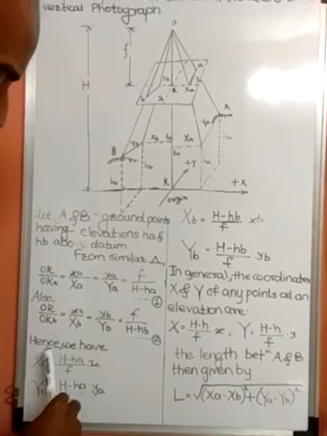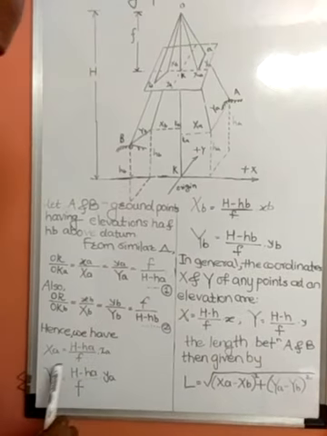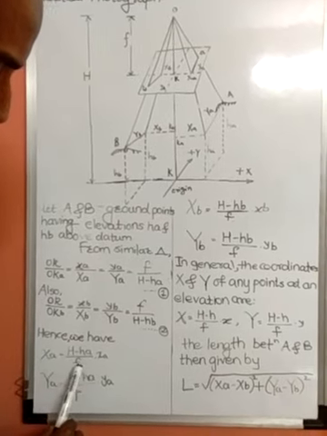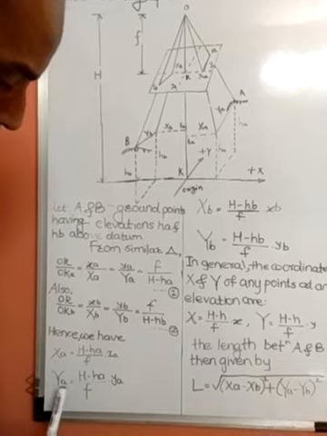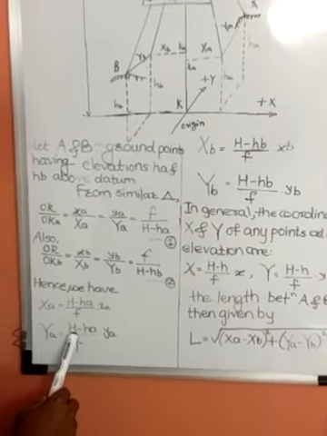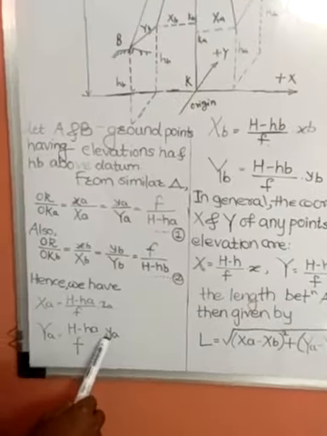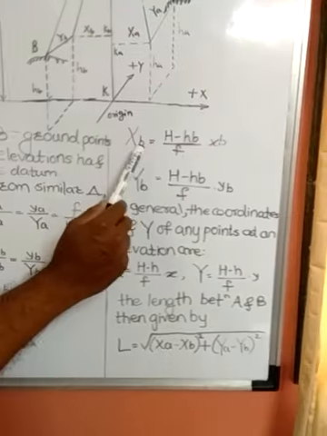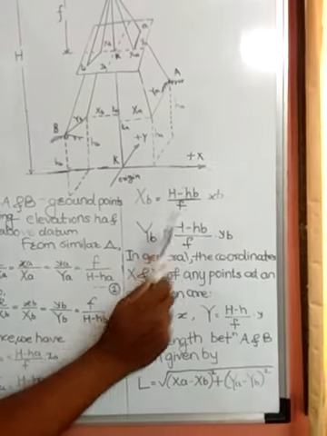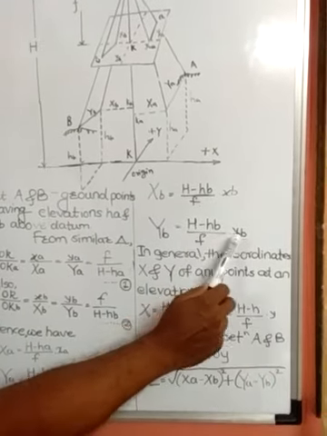Hence, from equations 1 and 2, we write the general equation: XA equals (H minus HA) upon F into xa. Similarly, from the Y coordinates, YA equals (H minus HA) upon F into ya. Again, XB equals (H minus HB) upon F into xb, and YB equals (H minus HB) divided by F into yb.